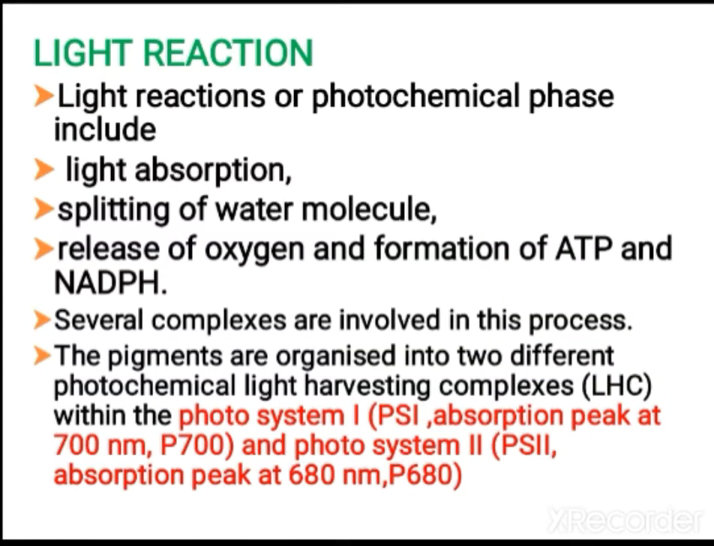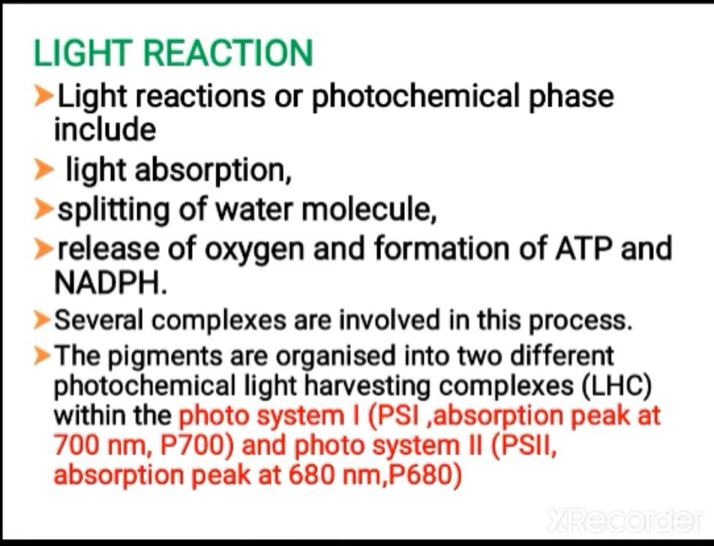So what is light reaction? The light reaction can be known as the photochemical phase also. It includes light absorption, then splitting up of water molecule, release of oxygen, and formation of ATP and NADPH. So it includes three steps. Light has to be absorbed, then the splitting up of water molecule should occur, with release of oxygen during splitting up, and along with that the formation of ATP and NADPH. Later the ATP and NADPH formed here will be used in dark reaction.